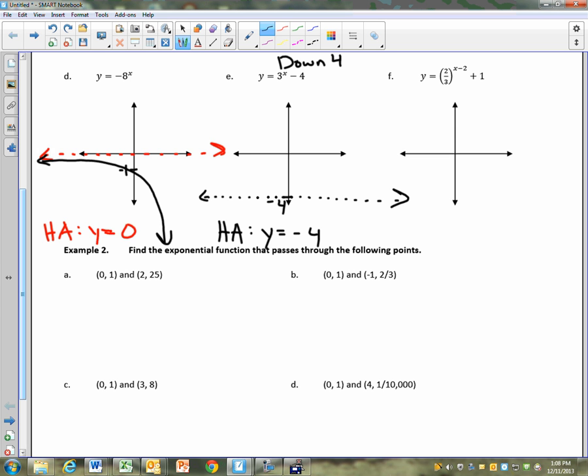It used to pass through 0, 1, but if it's shifted down 4 units, it's now going to pass through, as Scott said, 0, negative 3. And because it's a 3, will I start down and finish up, or will I start up and finish down? Start down and finish up. There you go.